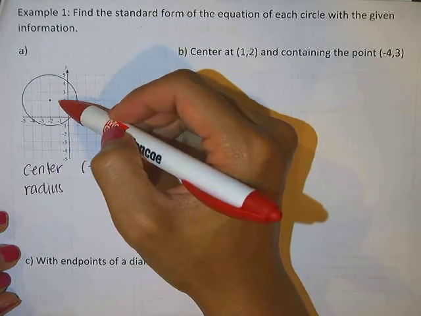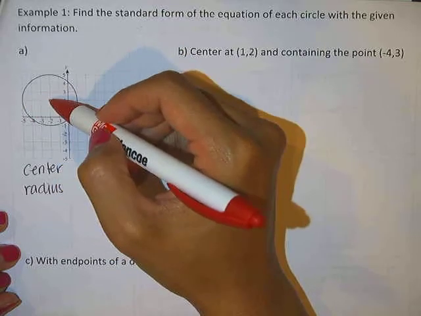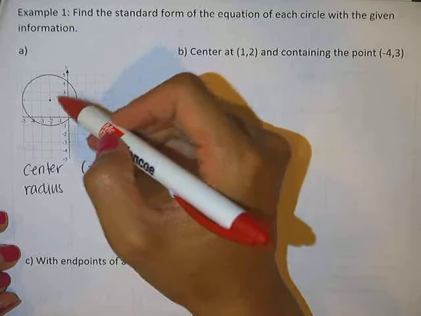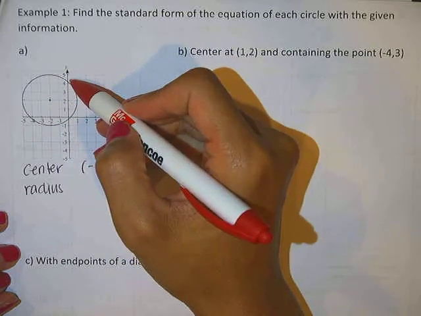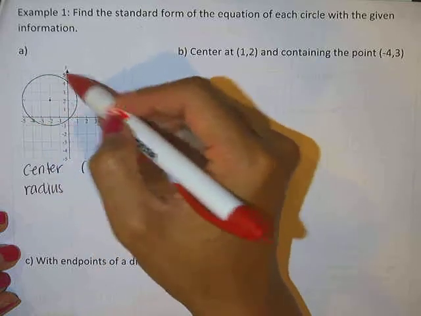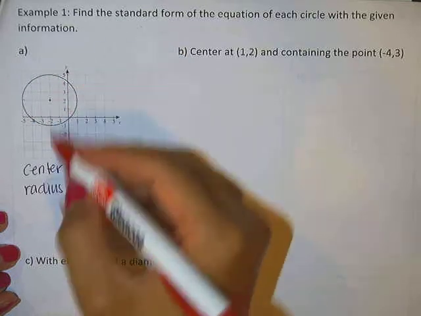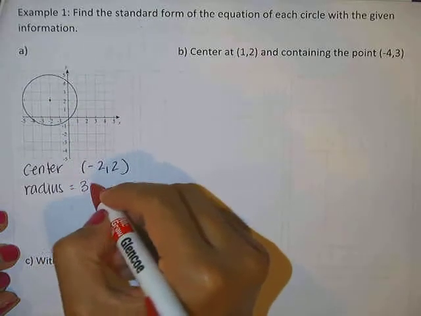I can go right 3, left 3, or bottom 3. It doesn't matter what direction you go. Remember, it's a fixed distance from any point on the circle to the center. So the radius looks like it's 3 units.